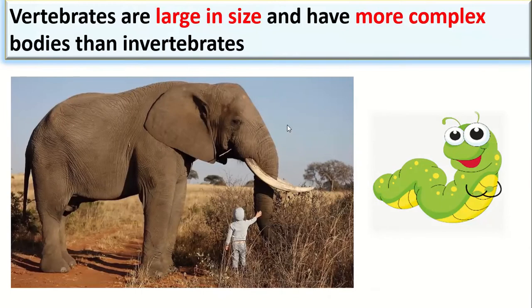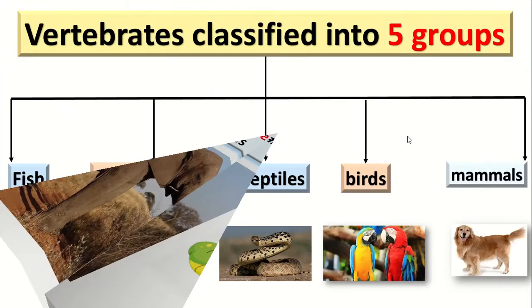Excellent. The vertebrates are large in size and have a more complex body than the invertebrates. Look at this elephant. It is a vertebrate. It has a very large body and a complex body. Look at this worm. It is an invertebrate. It has a small body and a very simple body with no backbone. So vertebrates are larger and more complex than invertebrates.